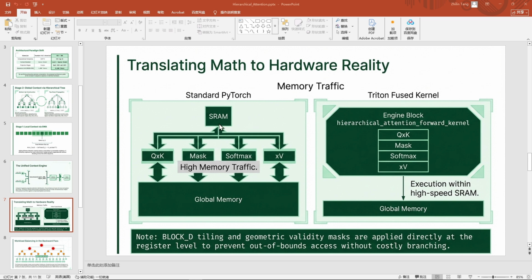Standard dense attention requires storing the full attention matrix, which can quickly exceed the on-chip memory capacity of modern GPUs. But our implementation avoids this by fusing multiple operations you can see here, including query-key multiplications, masking and softmax normalization, and also the value aggregations. We integrate them into a single GPU kernel, and this significantly reduces memory traffic and improves performance.